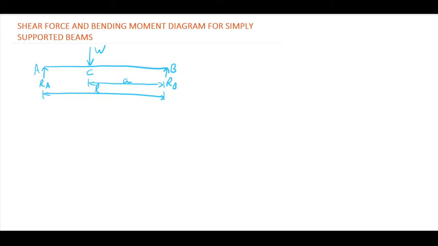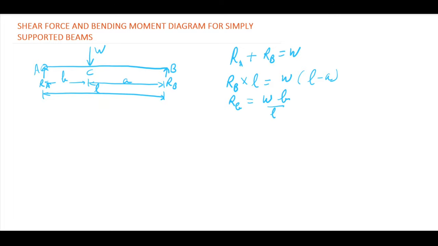First of all, I have to find out the reactions. So there are two reactions, so I will get two equations. One is RA plus RB is equal to W. Another is when I take the moment about point A, so RB into L is equal to W into (L minus A). So this comes out to be RB is equal to WB by L.